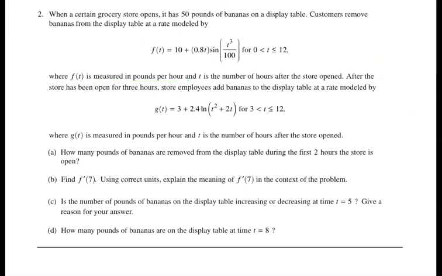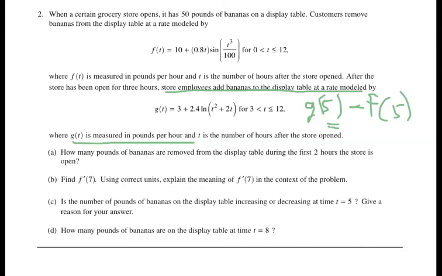Part C says, is the banana display table increasing or decreasing at t equals 5? So we want to know, are we increasing or decreasing? Well, reading further, g of t is also a rate of bananas, but this is the store employees adding bananas. So we want to know g of 5 minus f of 5, the f part being bananas removed. We want what this equals. So when you plug this straight into your calculator, no derivative, no integrals, you're going to get that this equals negative 2.263.